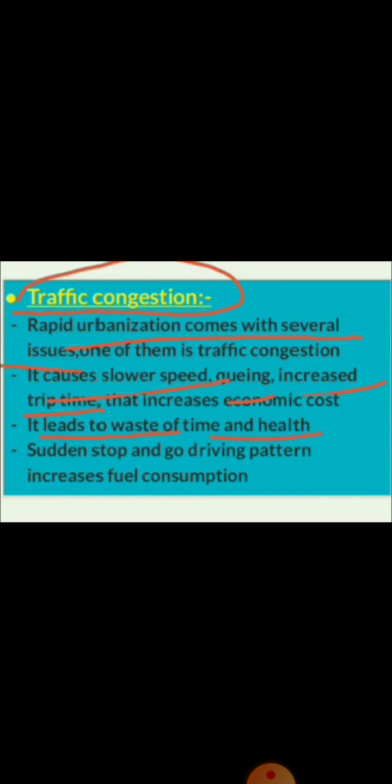Sudden stop and go driving patterns at our traffic signals increase fuel consumption, which leads to addition of dangerous gases into the atmosphere, which causes various health issues. So this is how traffic congestion is becoming a serious environmental issue in urban areas. Here are some pictures showing traffic congestion in Mumbai. So here is a huge queue. A large number of vehicles are on the road at a time. We have one more picture showing the condition of traffic in Mumbai.